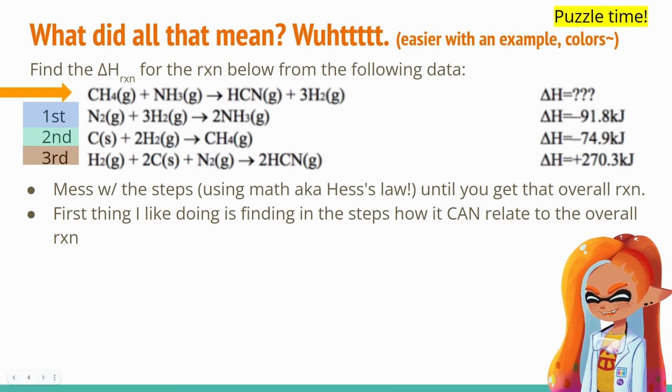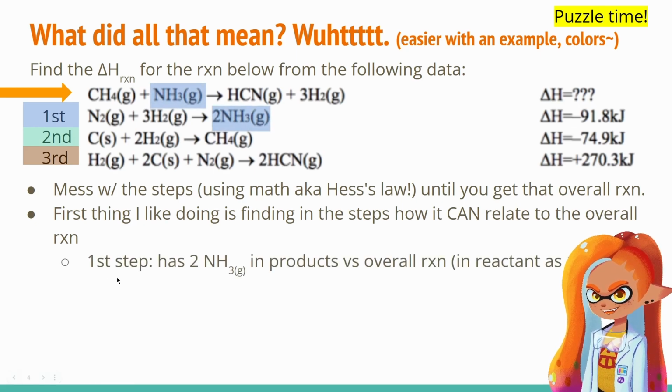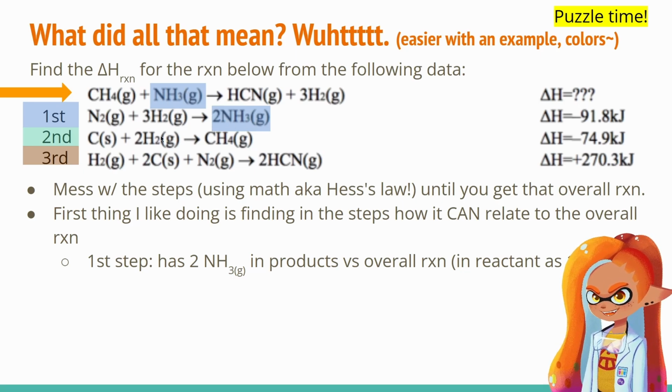So this is where the color coordinating is going to come into play. First step is this one. Notice I have highlighted the NH3 here and the NH3 here. They are not in any other reaction except this one in terms of the steps. And since we have 2 NH3s on the product side, well, first of all, I only need 1 because the overall says NH3. The second thing is I need to flip it.